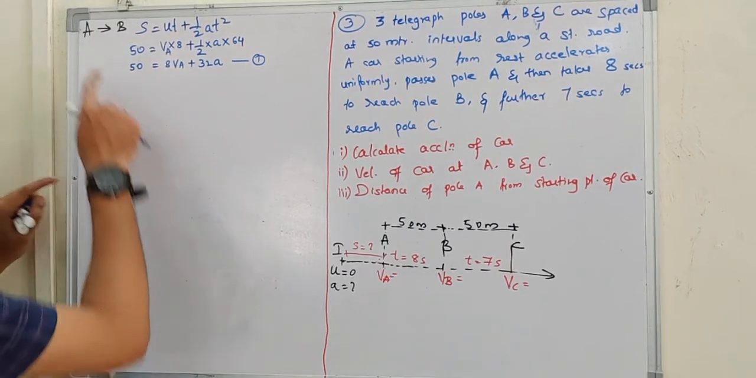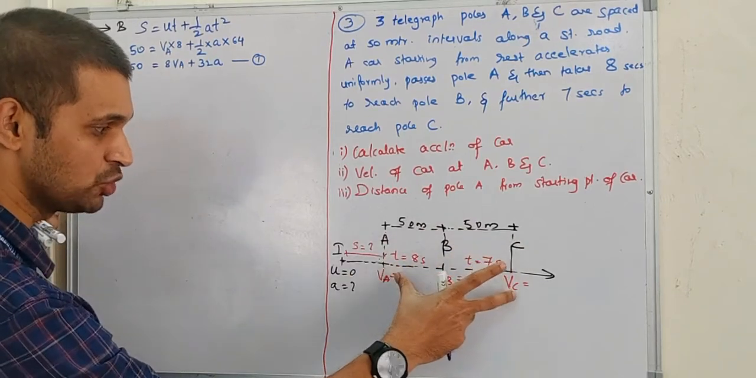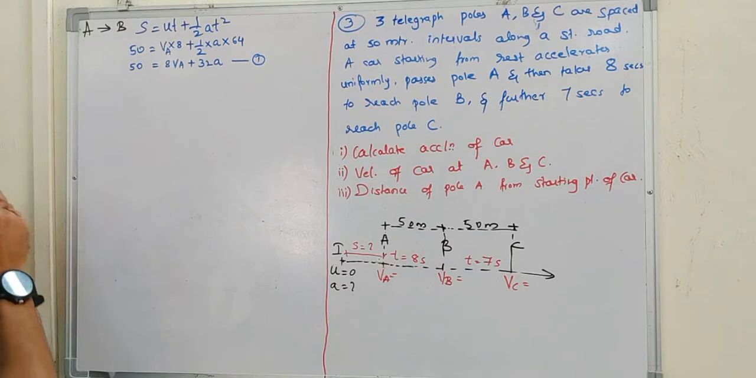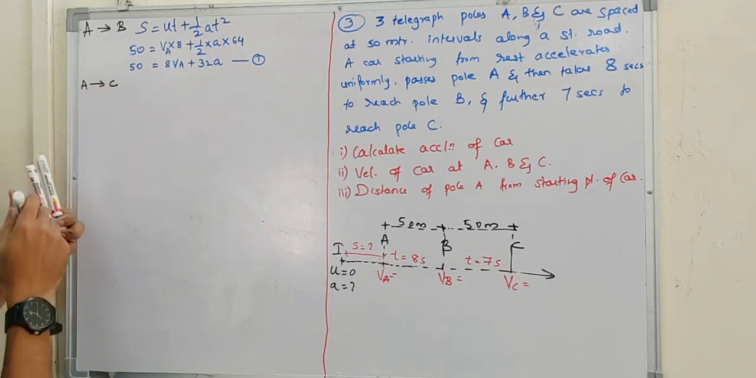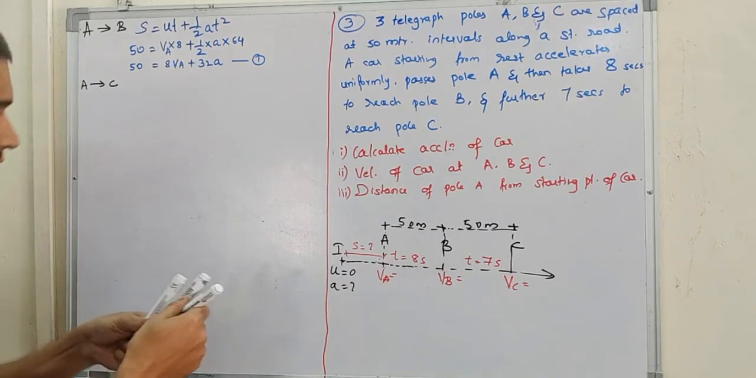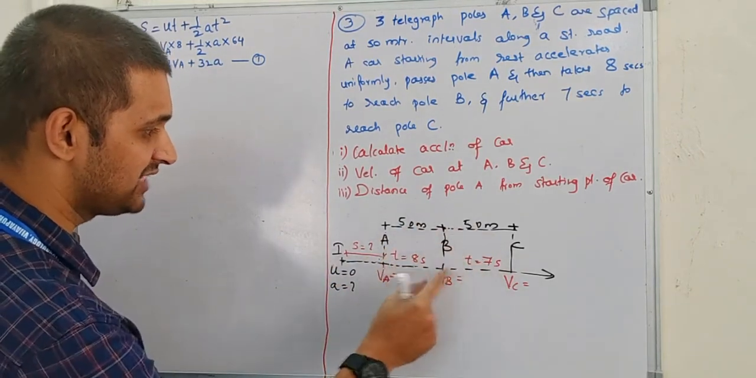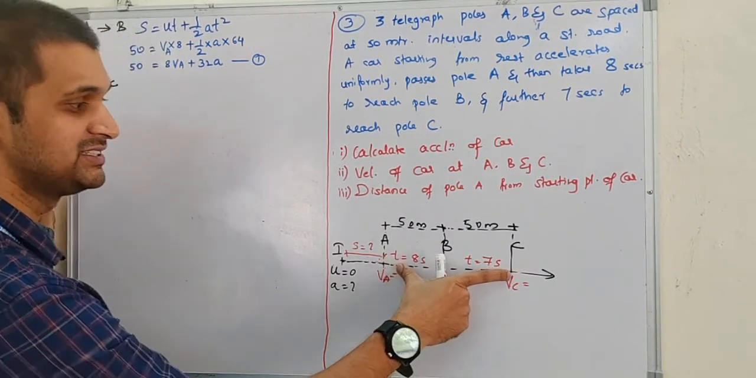Now considering A to C. We'll consider only this motion now. From A to C the total distance is 100 meters and the time taken is how much? 8 here, then 7 here, totally 15 seconds.